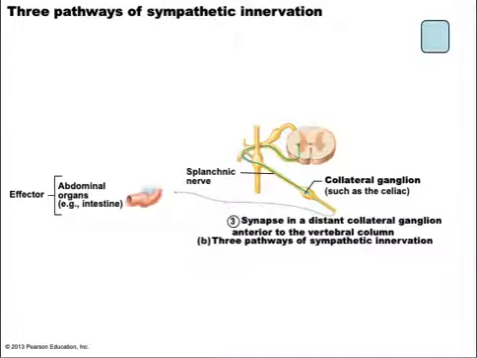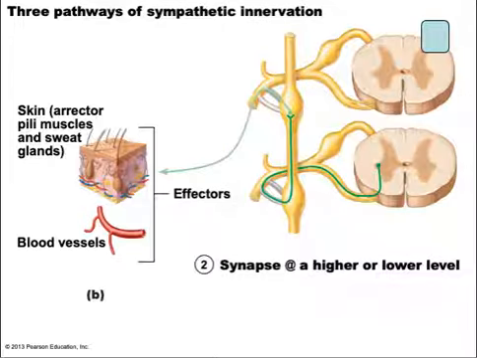Okay. And then we can also have splanchnic nerves that actually pass through the paravertebral ganglia and emerge heading on to an intramural ganglia that is closer to the intended target. Okay, so those effectors include things like abdominal organs. Whereas the pathway where you go up or down a level will include those exclusive targets that we see in the sympathetic division, such as vascular smooth muscle, erector pili muscle, and sweat glands.